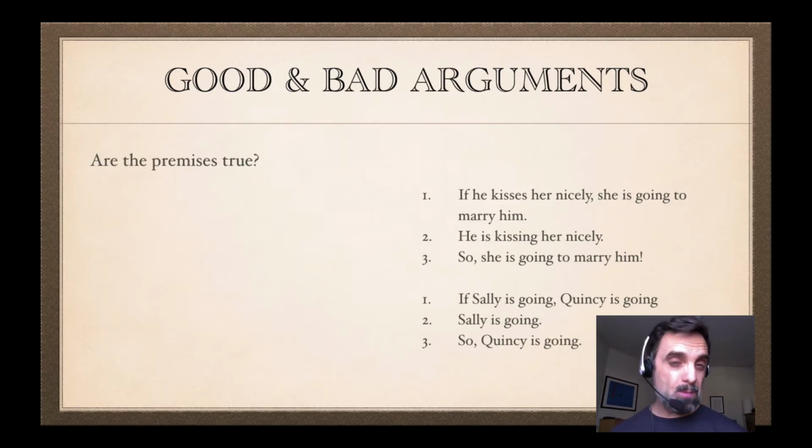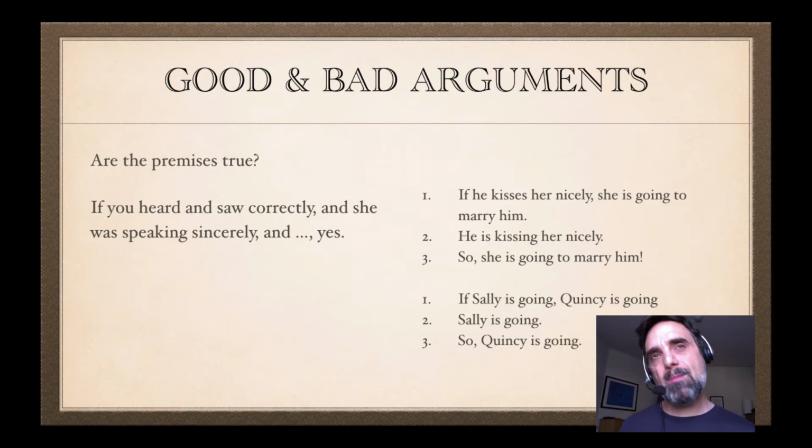Now, are the premises true? Well, you looked over and you heard this woman say this thing, and then you saw the man kiss the woman, and so you might think they're true, but they might not be. Maybe you didn't hear what she said correctly, or maybe it looked like a nice kiss, but it wasn't a nice kiss, or maybe she wasn't speaking sincerely. Maybe this is a joke they have, and they're never going to get married, or who knows what. You don't know. Maybe the premises are true, maybe they're not. You have good evidence for them in that situation, but still, they might not be true. So maybe you didn't hear and see correctly, for example.